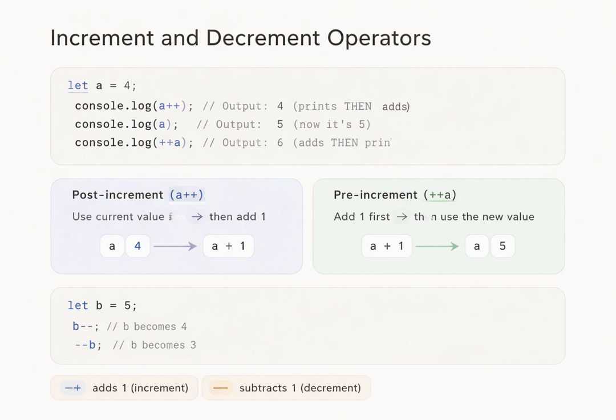If you write A++, that's post increment, it uses the current value first, then adds 1. So if A is 4 and you log A++, you'll see 4 printed, but then A becomes 5. On the other hand, if you write ++A, pre-increment, it adds 1 first, then uses the new value, so you'd see 6 printed immediately. The same logic applies to decrement with double minus. This distinction matters most when you're using these operators inside expressions or print statements.